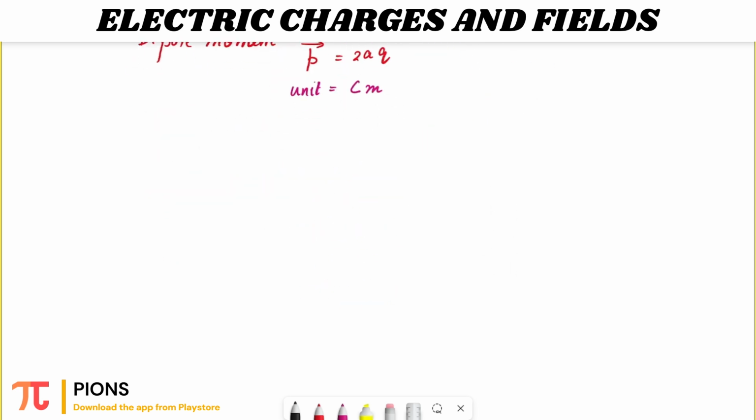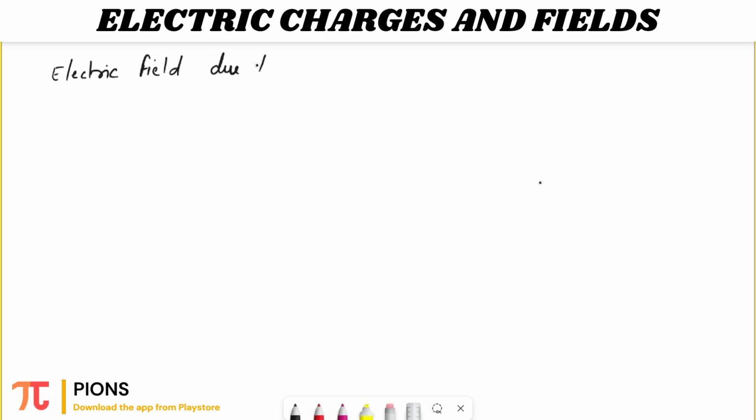So let's now find our first derivation in this chapter. Very important derivation: the electric field due to an electric dipole on the axial plane. So let's see what the electric field due to an electric dipole on its axial plane is. Very important derivation.